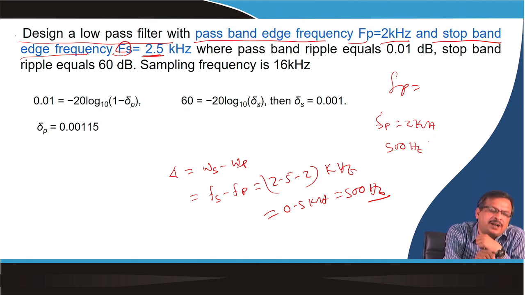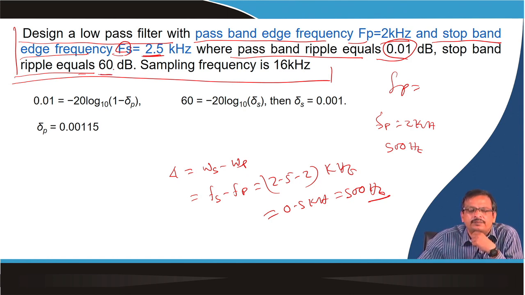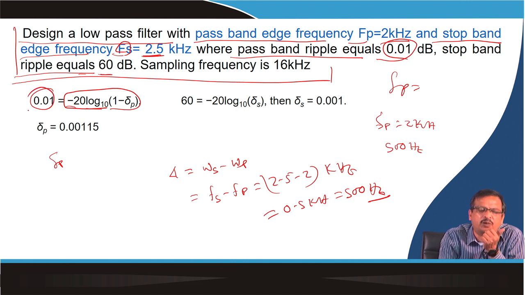So this is the practical problem given, where the pass band ripple is equal to 0.01 dB and the stop band attenuation is equal to 60 dB, and the sampling frequency is 16 kilohertz. I have to design the filter. So what do I require? I have to find out del p. How do I find del p? I know minus 20 log 10 of 1 minus del p is equal to 0.01. So from there I can calculate del p.